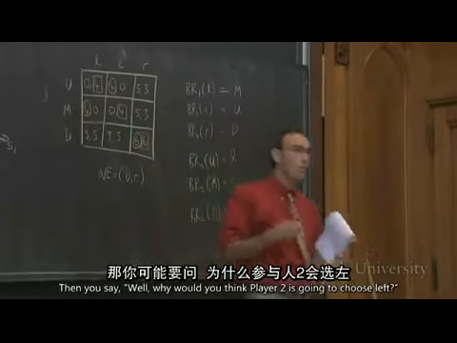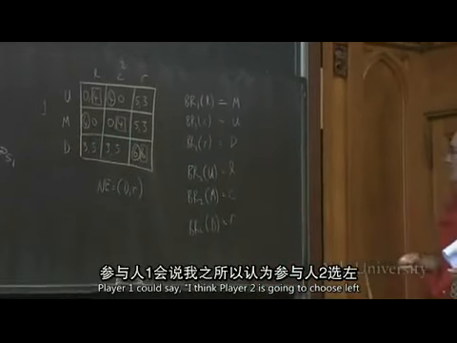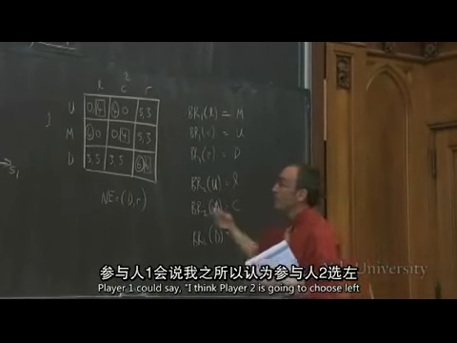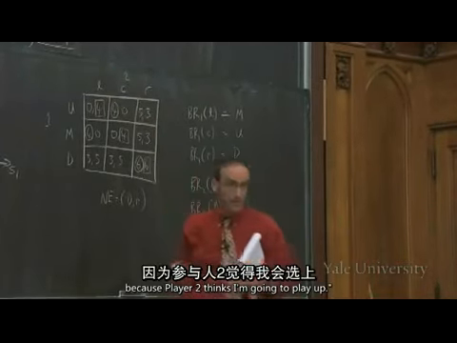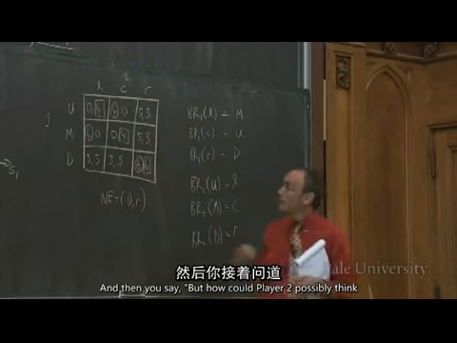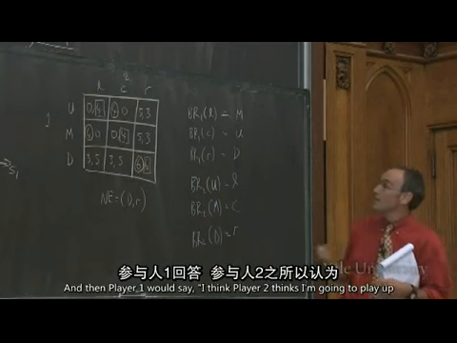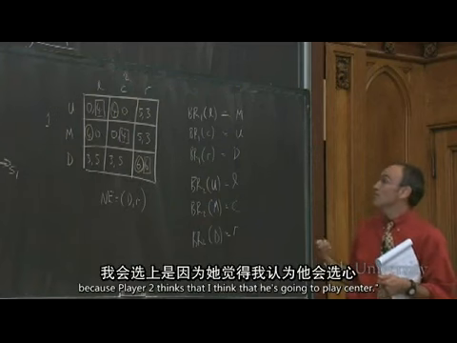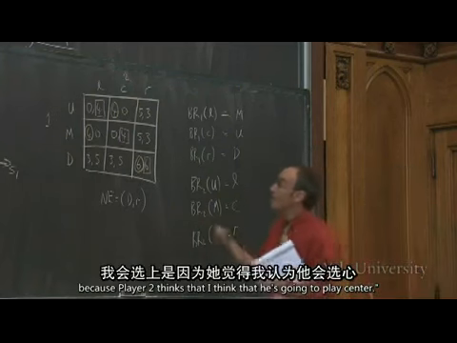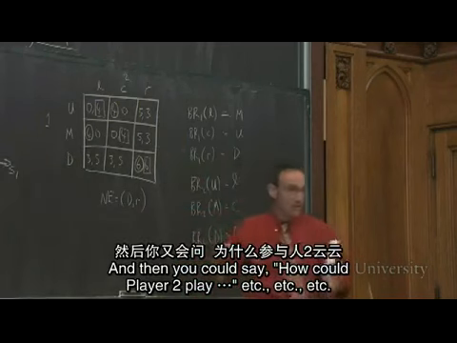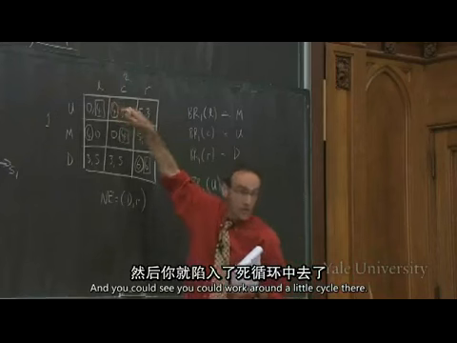And you say, well, why would you think player 2 is going to choose left? And player 1 could say, I think player 2 is going to choose left because player 2 thinks I'm going to play up. And then you say, but how could player 2 possibly think that you're going to play up? And then player 1 would say, I think player 2 thinks I'm going to play up because player 2 thinks that I think that he's going to play center. And then you could say, how could player 2, etc., etc., etc. And you can see you could work yourself around a little cycle there.